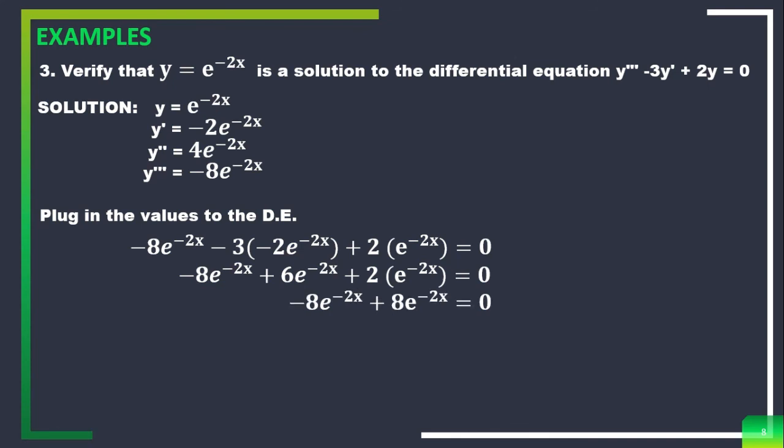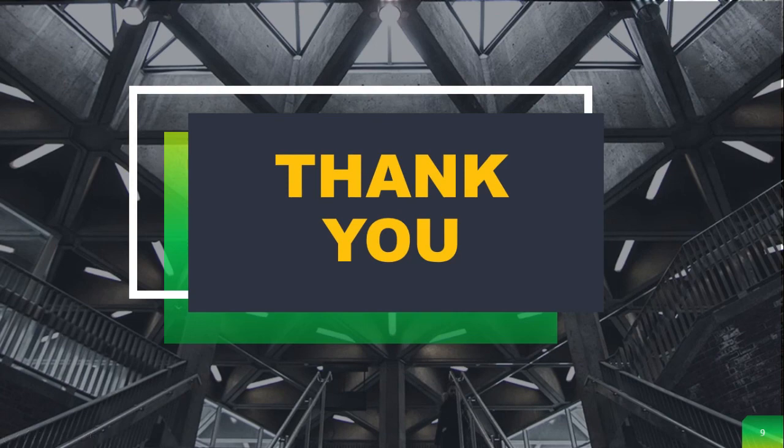So, we can have this equation and we can see that the terms cancel, and we arrive at our goal, which is 0 is equal to 0. Therefore, y is equal to e raised to negative 2x is a solution of our differential equation y triple prime minus 3y prime plus 2y. Okay? So, I hope you learned something about our discussion for today, and that would be all. Thank you!